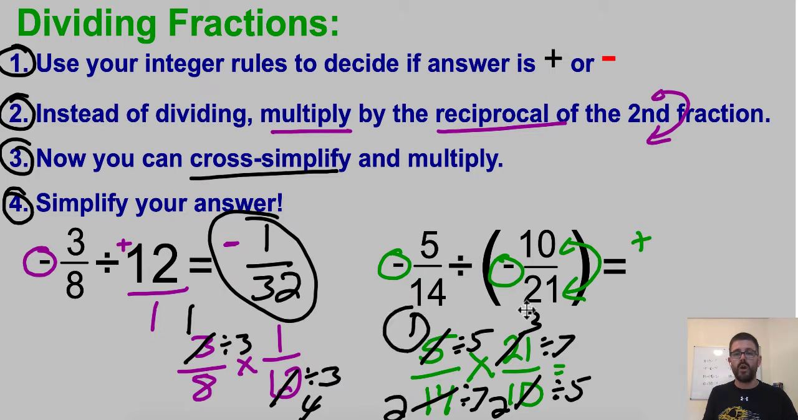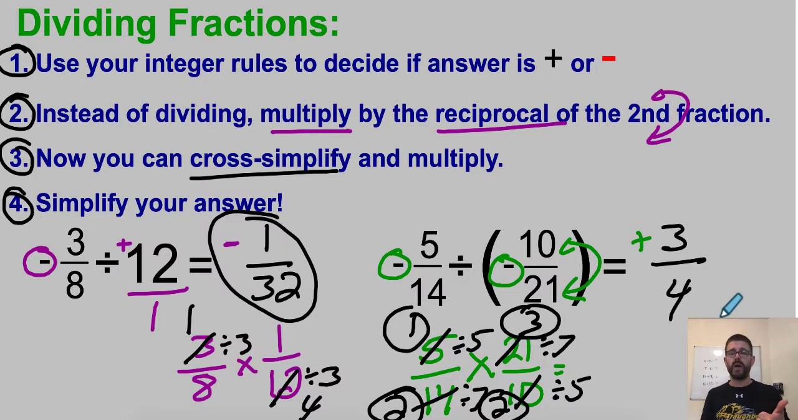And then I get 1 times 3 is 3, 2 times 2 is 4, and we get a positive 3/4. So decide if it's positive or negative. Rewrite it as multiplying by the reciprocal. Flip that second fraction, never the first one. Then just go ahead and cross simplify and multiply like usual.